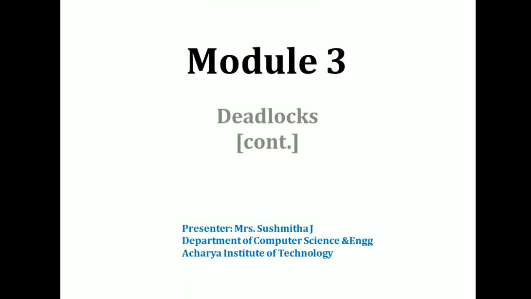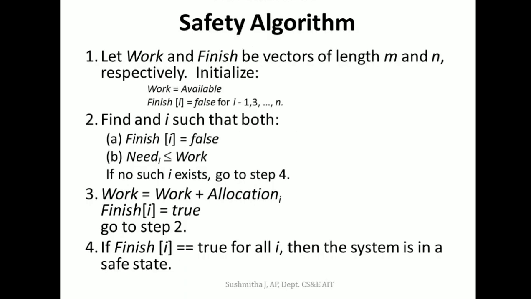Now let us see the safety and the resource allocation algorithm, starting with the safety algorithm. We have already covered the introduction of the data structures, that is what is available, what is need, what is max, and all of it. Now going with the algorithm, the first step is to initialize work to available and finish of i to false.